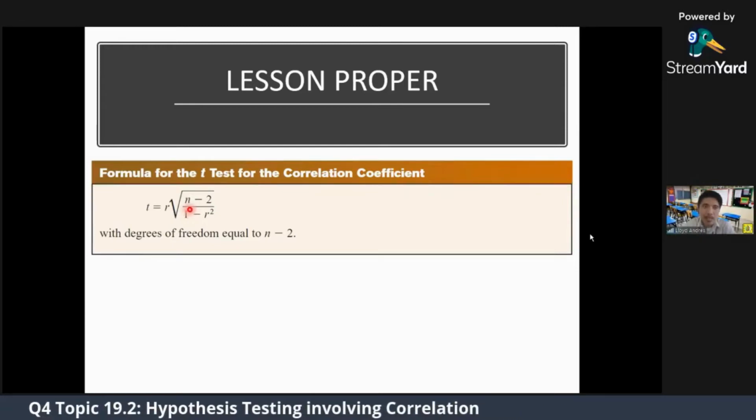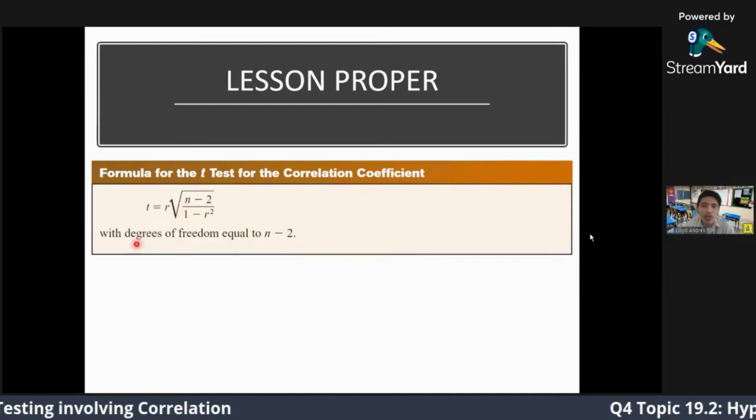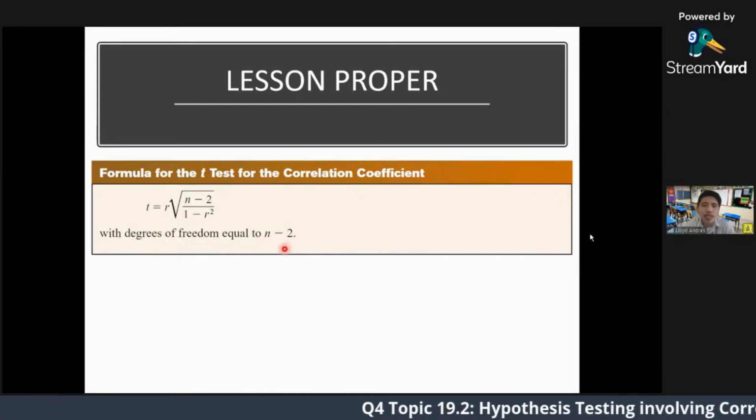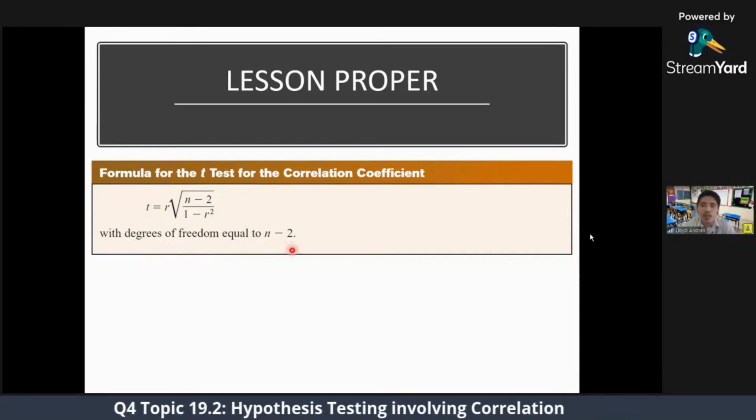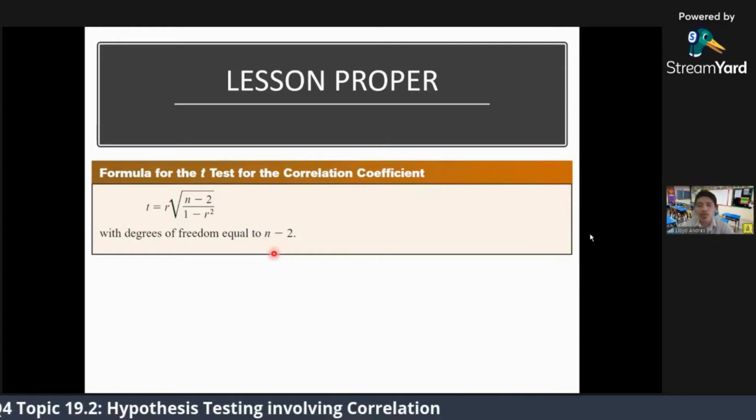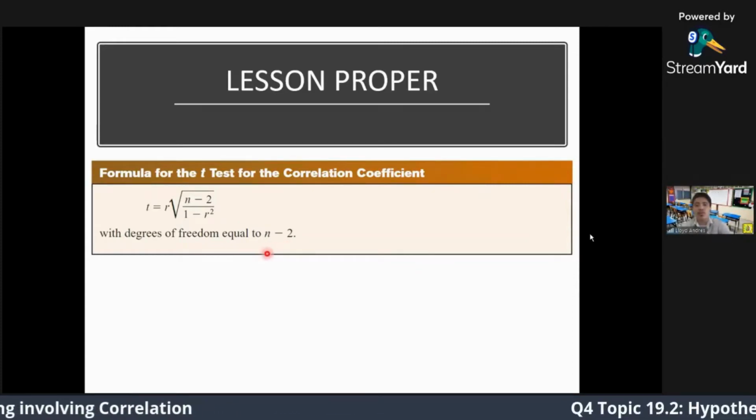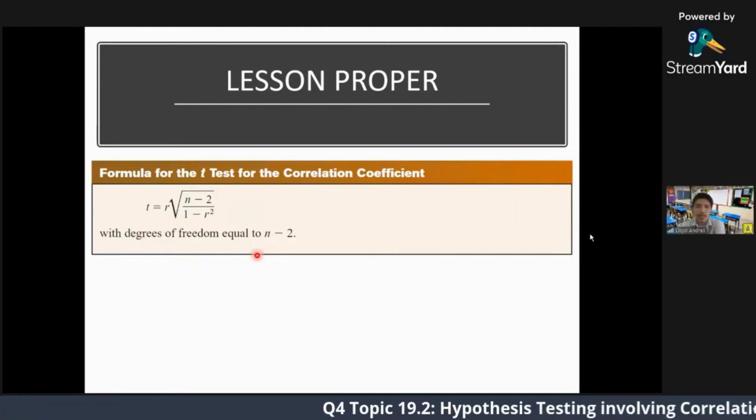In determining the critical value, we will use n minus 2 as our degrees of freedom. Previously, we used n minus 1, but for the correlation coefficient, we will use n minus 2 for the degrees of freedom. Again, n is the sample size.